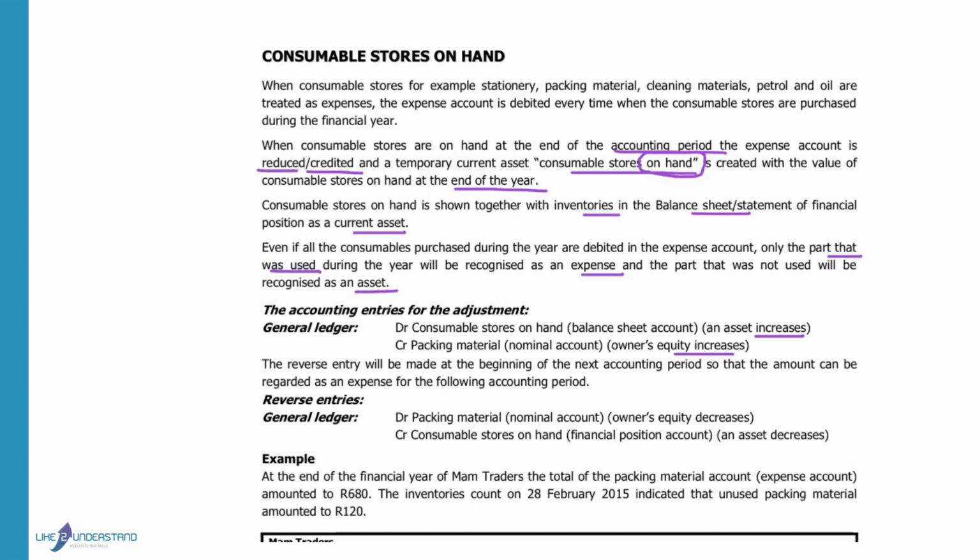On the first day of the next financial year, we have to do a reverse entry at the beginning of the year so that this amount that was created as an asset can be taken away. We debited consumable stores asset, and then we will credit that asset so that we can cancel it. And the packing material was credited. Now we will debit the packing material to indicate that there's already expense paid for the following year.